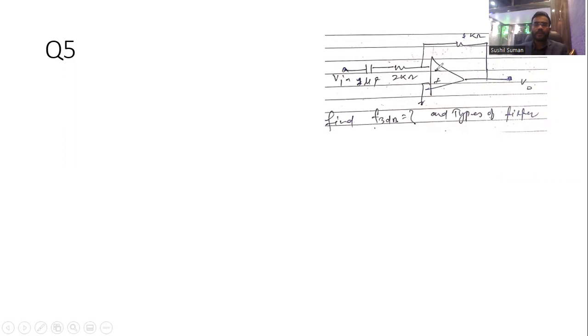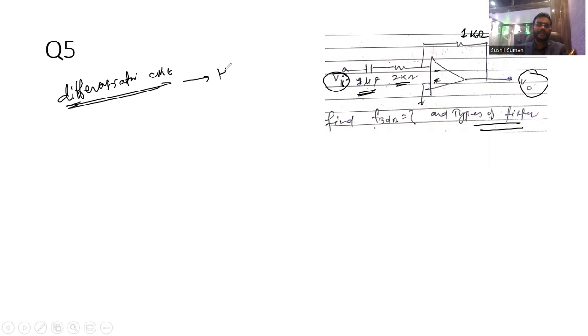You have the op-amp with minus and plus terminals. This is a 2 kilo ohm resistor. This is a 1 microfarad capacitor. This is the VI input circuit. This is the RF, a 1 kilo ohm resistance, and you have the V naught potential. You have the VI input. So find the 3 dB cutoff frequency and what is the type of filter. Dear students, as you know, this is the differentiator circuit. Which circuit? Differentiator circuit. And a differentiator circuit, as you know, is a high pass filter.